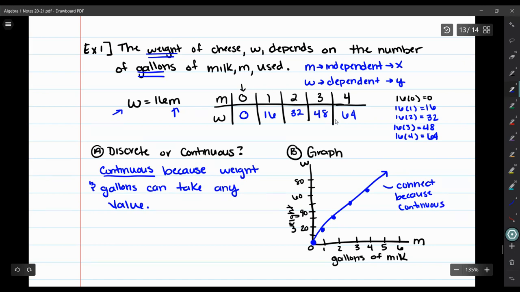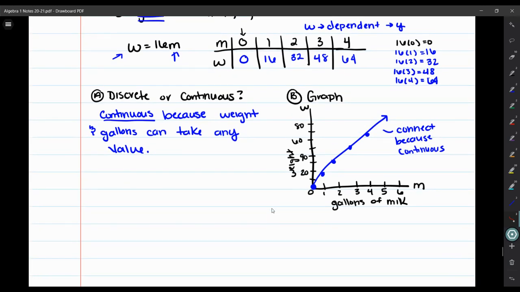This line tells us that any of these points, anything on this line right here, is going to be a solution to this situation. I can have 2.6 gallons of milk and that's going to give me a certain weight. I don't have to only have whole numbers. So if I have 5.5, I can have something like 80 or so weight of cheese. That's what this solid line means: all of these points are reasonable solutions to this situation, which is why we connected them, because they make sense. I don't have to only have the whole numbers.